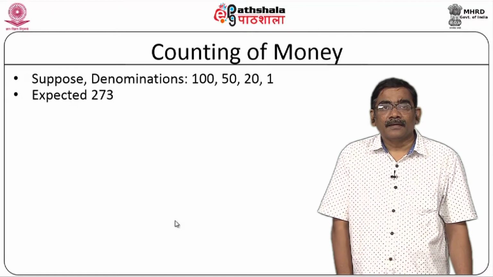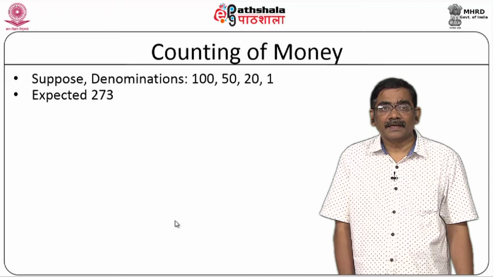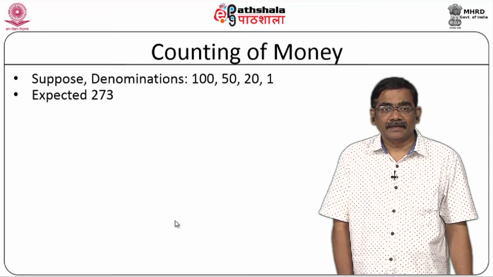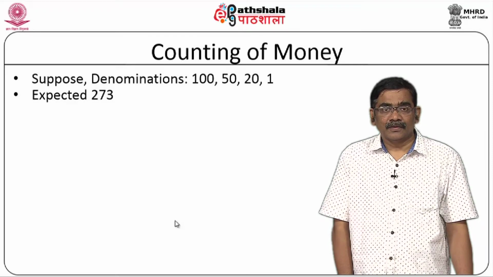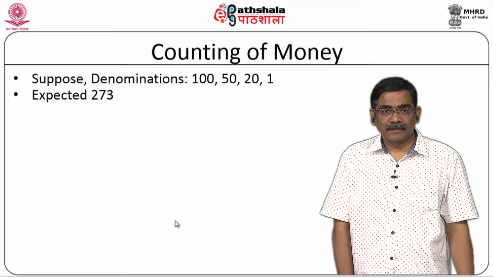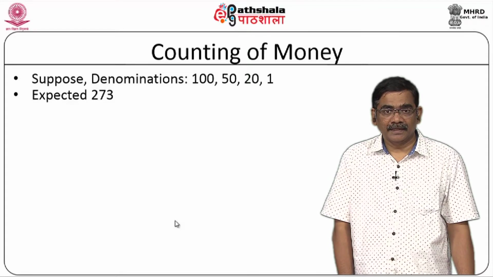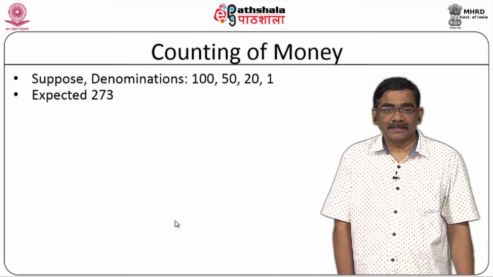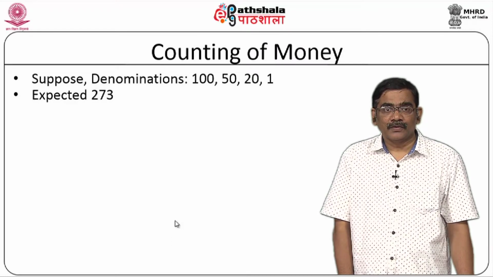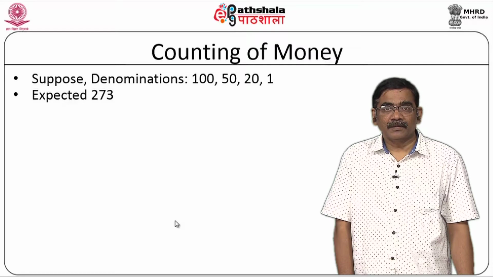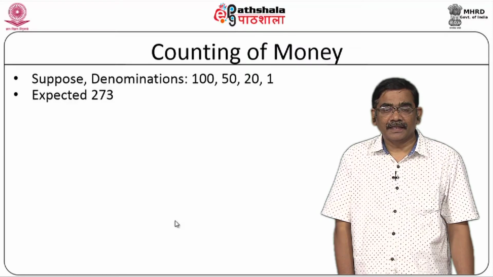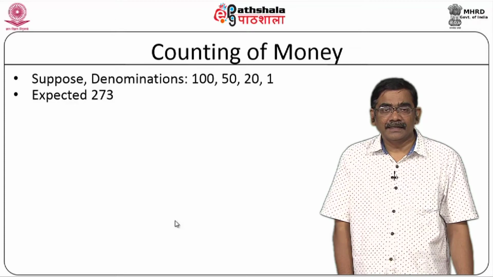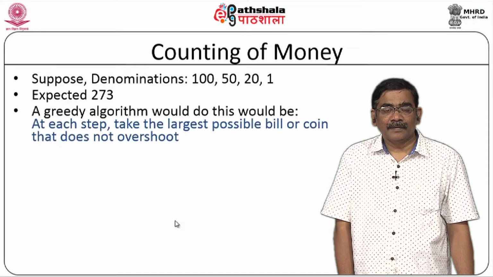So, a friend is expecting 273. So, that means I have to satisfy that. One of the ways of solving this problem is I can give 273 one-denomination coins, which is clearly suboptimal. So, what is the greedy approach? Greedy approach looks for the largest denomination. The largest denomination is 100. So, therefore, the best way is I can give 100.